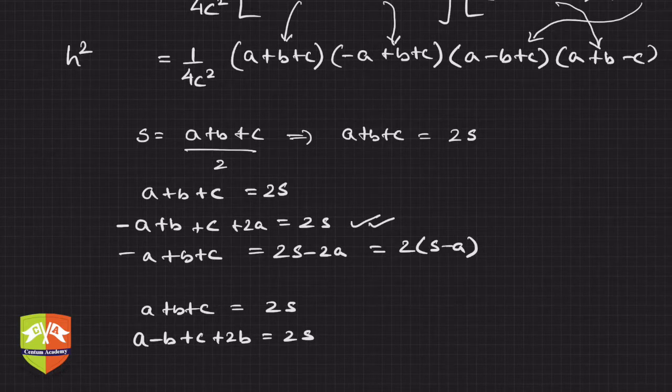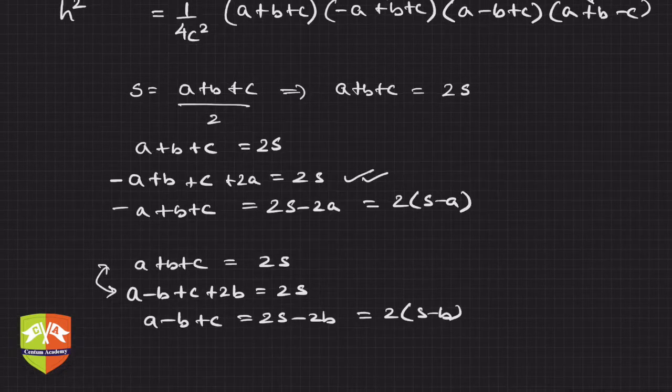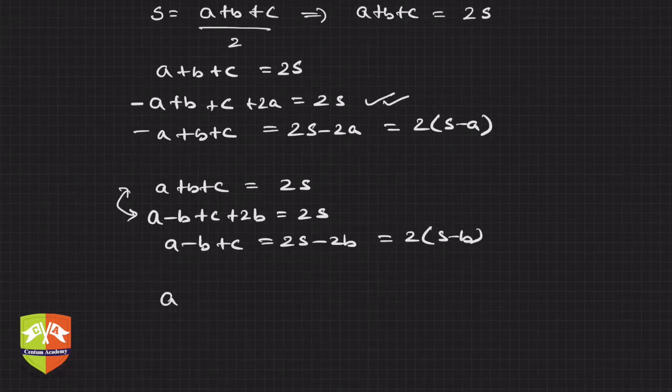So subtracting b and adding 2b, you'll get again the same thing. So check, these two are same. And now from here, I can get a minus b plus c is equal to 2s minus 2b, which is equal to 2 times s minus b. And similarly, a plus b minus c will be equal to 2s minus c.